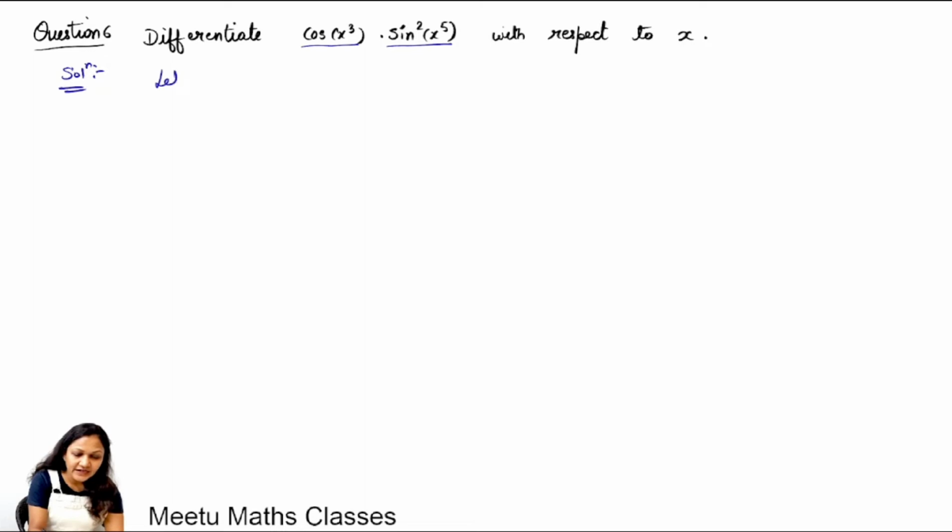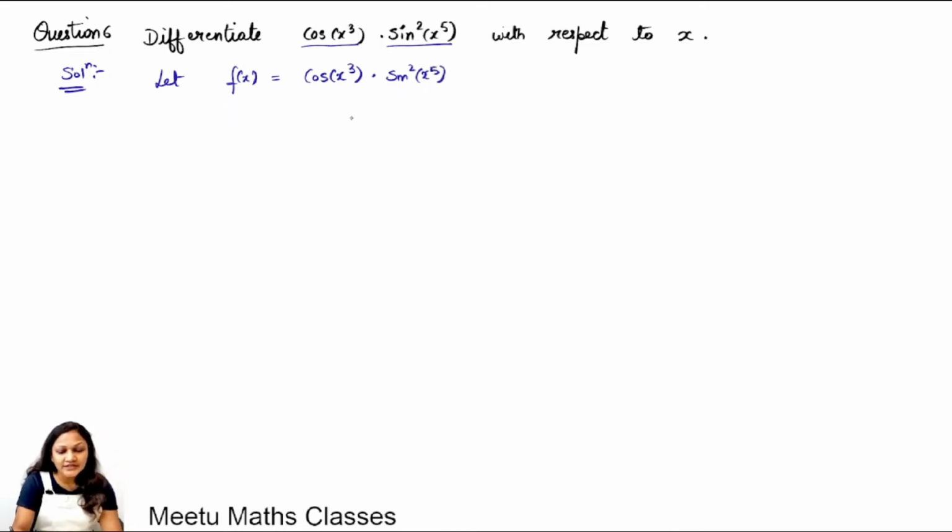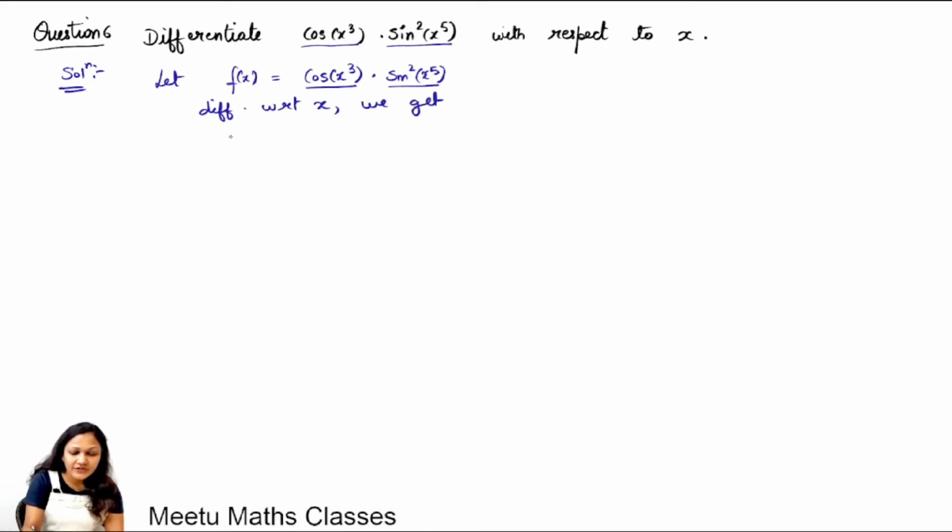So let our function f(x) be equal to cos(x³) into (sin x⁵)². You can observe that your function is in the form of a product of two functions. So if we are going to differentiate this function with respect to x, we will apply the product rule.